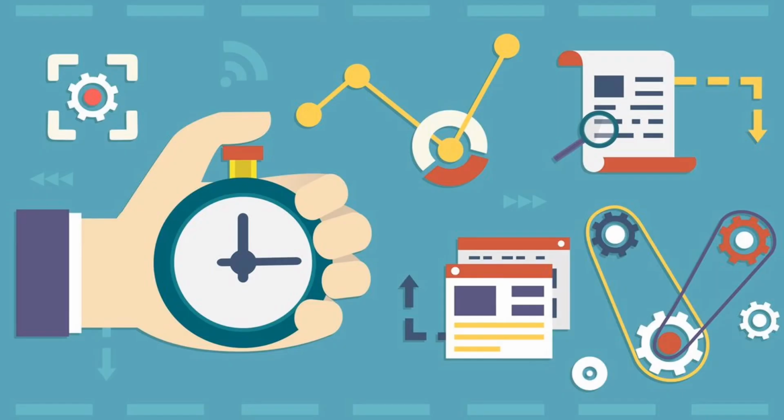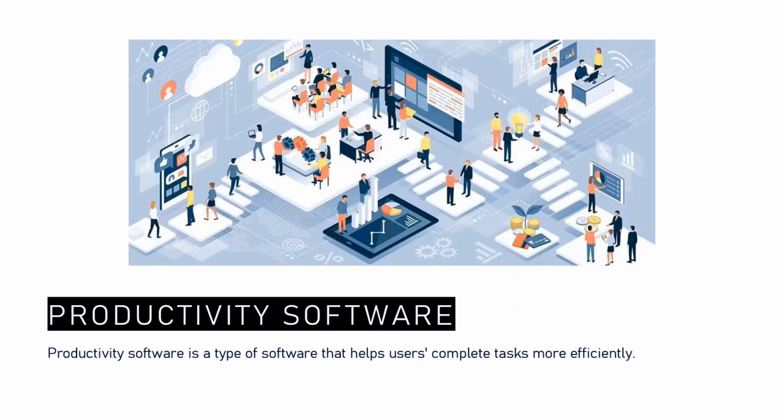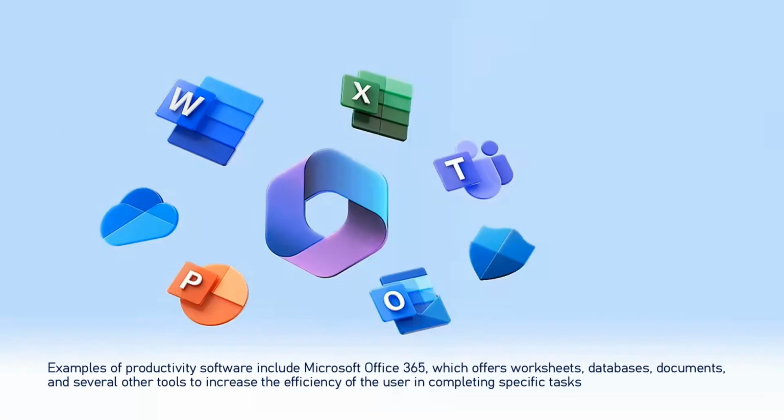So let's go to productivity softwares. Productivity software is a type of software that helps user to complete tasks more efficiently. So today I am going to talk about Microsoft Office 365, which offers worksheets, datasheets, documents, and several other tools to increase the efficiency of user.